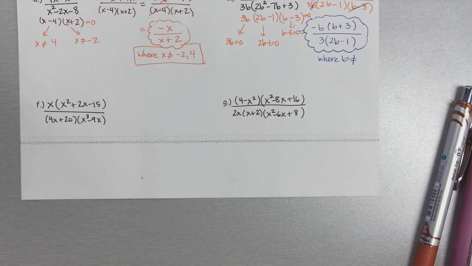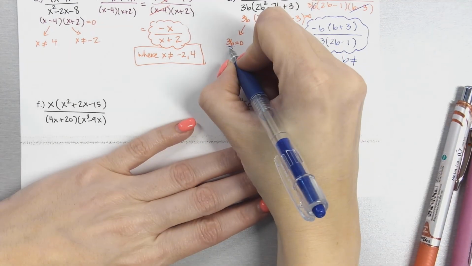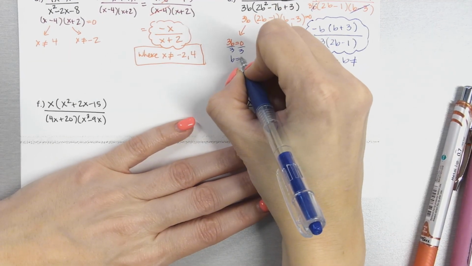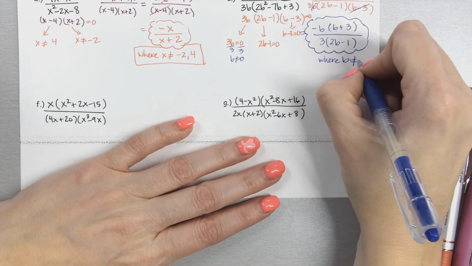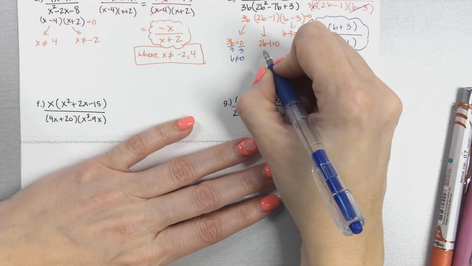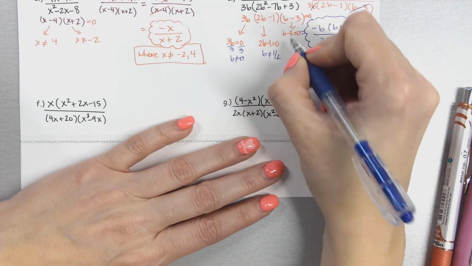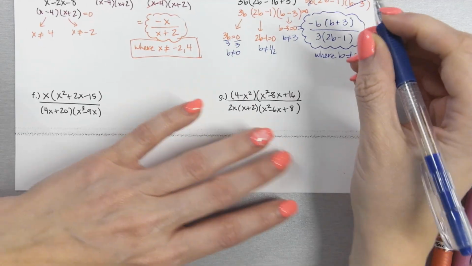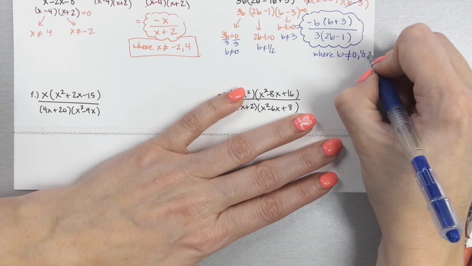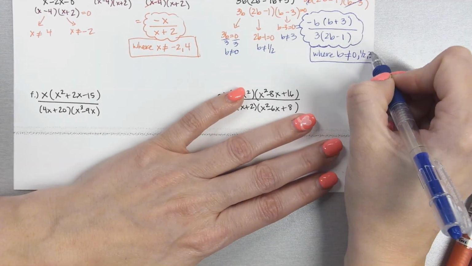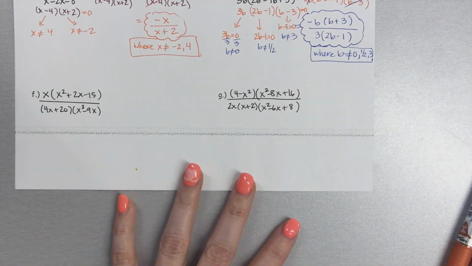Okay, and then when you divide by 3, you'll get 0, so b cannot be 0. Okay, add 1, divide by 2, 1/2 is a restriction, and 3 is a restriction. All right, any questions on those?